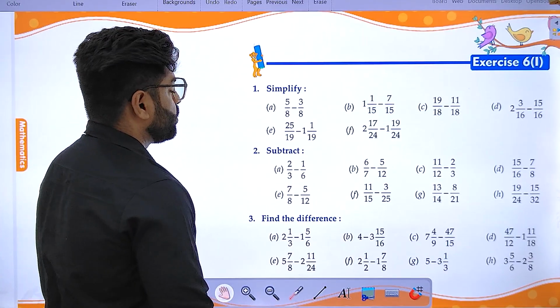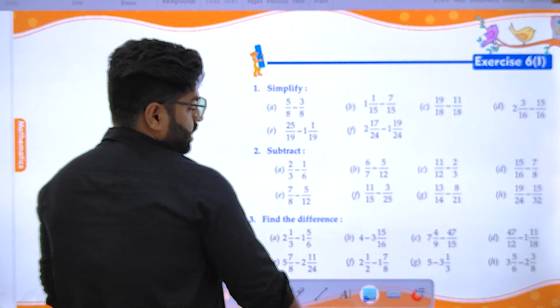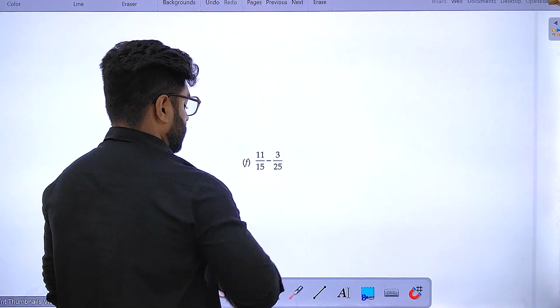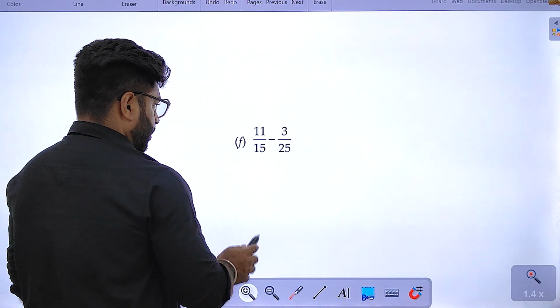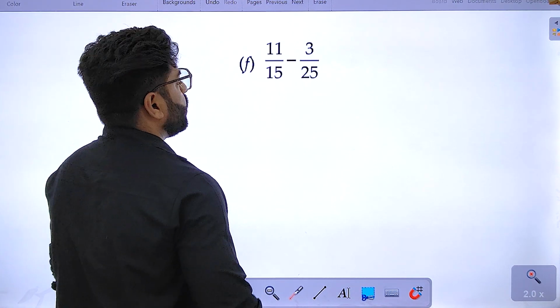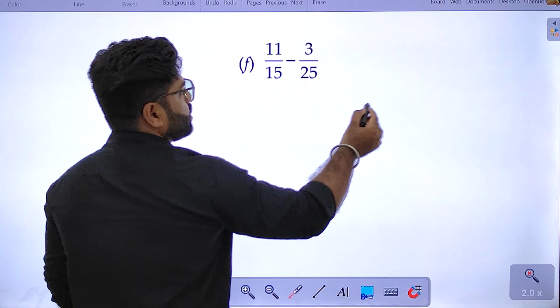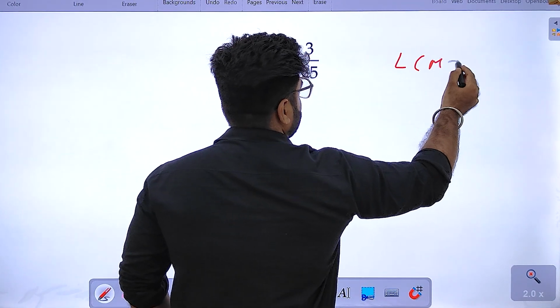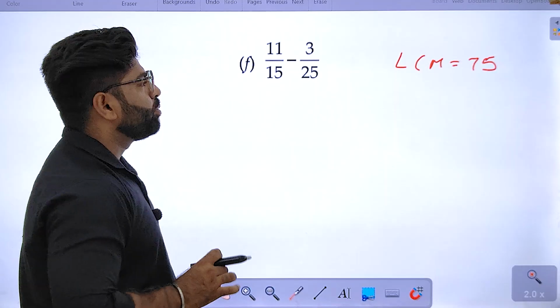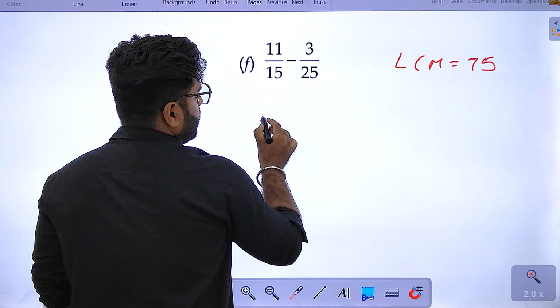Next we are having question number 2, subtract. Let's pick question number F. So here we are having unlike fractions. So first we are going to take the LCM of these two numbers, that is LCM we are having 75. You know how to take the LCM, so just find it out by your own.